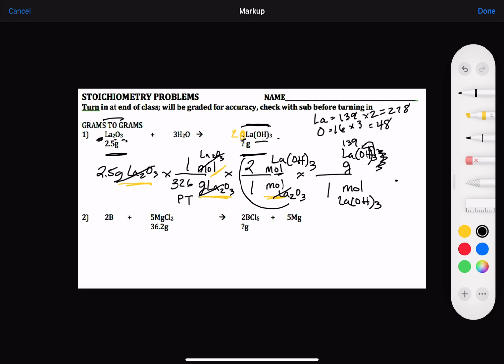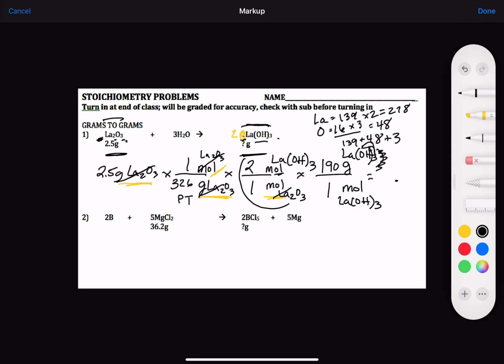So we already found the mass of 3 oxygens up here, which is 48. Then we need the mass of 3 hydrogens. 1 hydrogen is 1, so it's just going to be 3 grams there. So add all that up. 139 plus 48 plus 3 will give you 190. So that is the mass there.